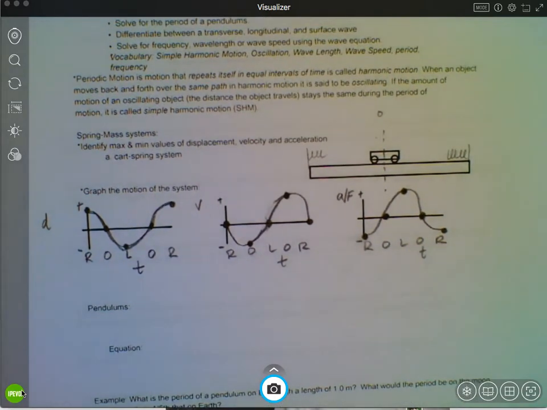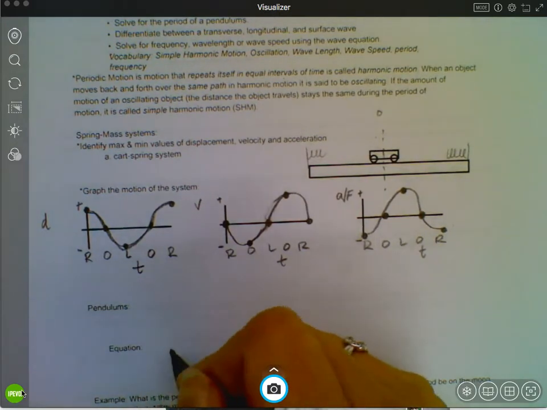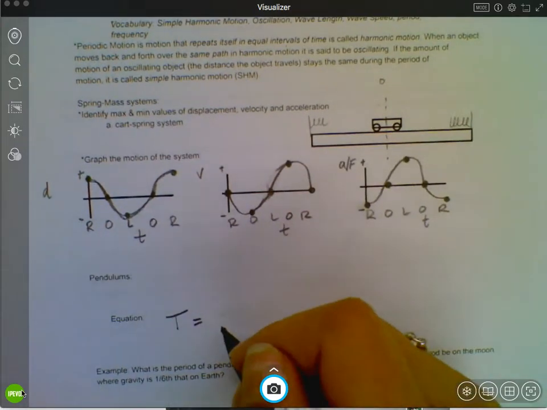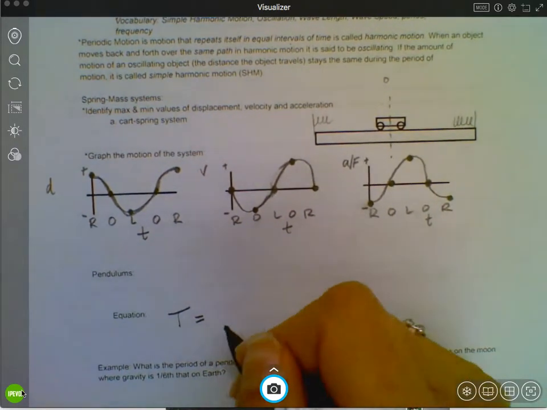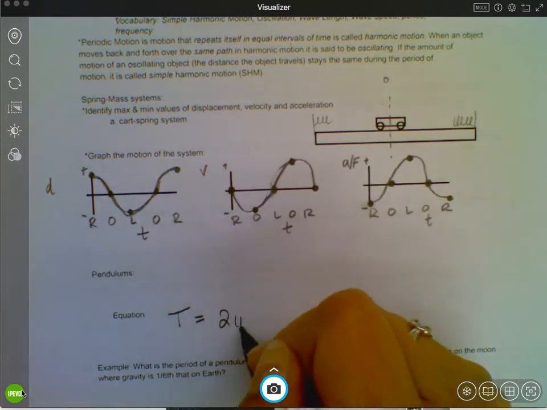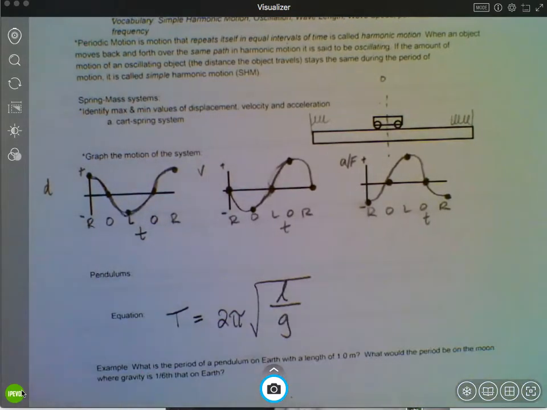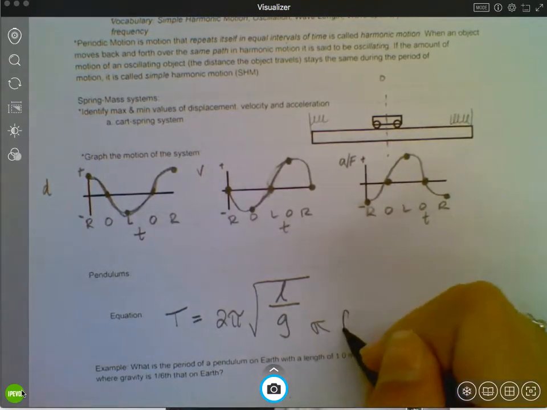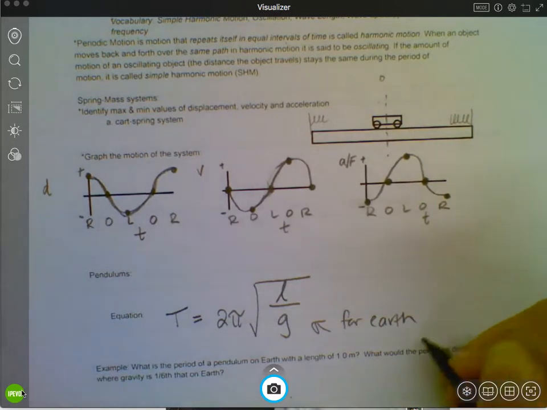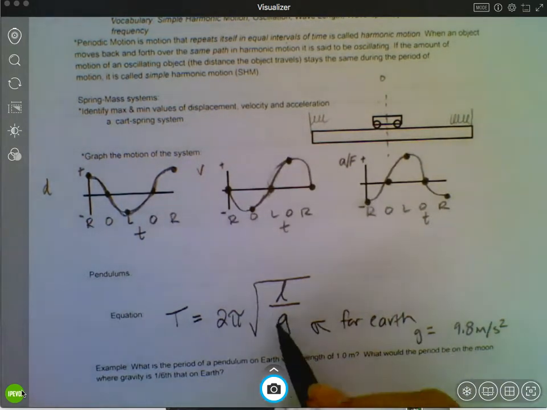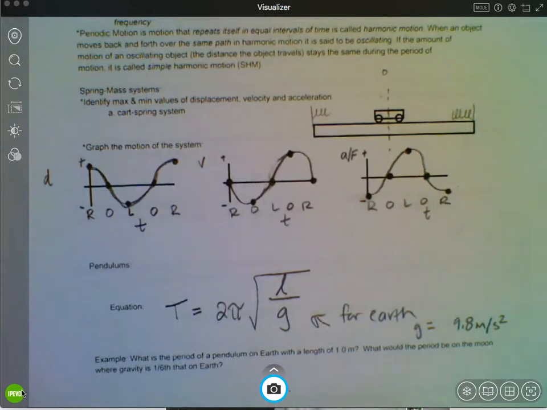All right, let's talk about pendulums. The equation for the period of a pendulum might be a little surprising, but the period for a pendulum really depends on the length of the pendulum and gravity. For Earth, g is negative 9.8. Actually, in this equation we're not going to put negative, because you can't have a negative under a square root, so you'll just use the positive.